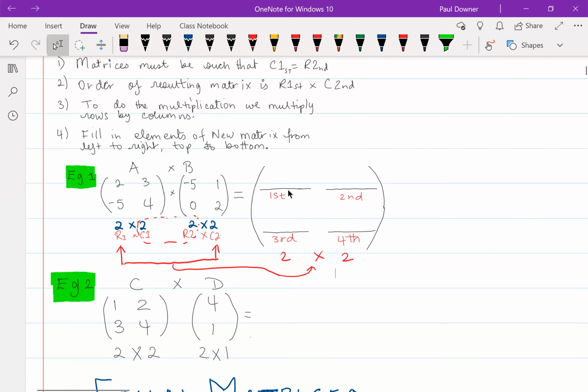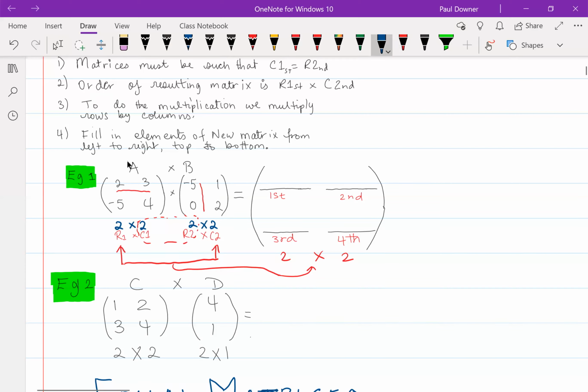So the first element here is going to be formed by doing a multiplication, whereby we multiply the rows of the first by the columns of the second, or rows by columns. That means we're going to multiply this row, 2, 3, by this column, minus 5, 0. So we multiply 2, 3 by minus 5, 0. Right? That's what we're going to do.